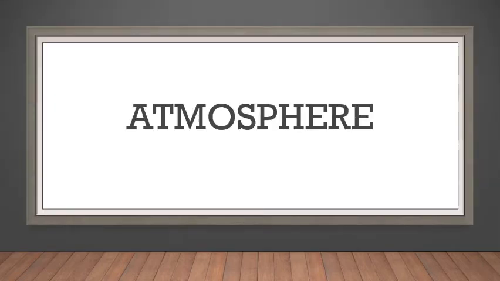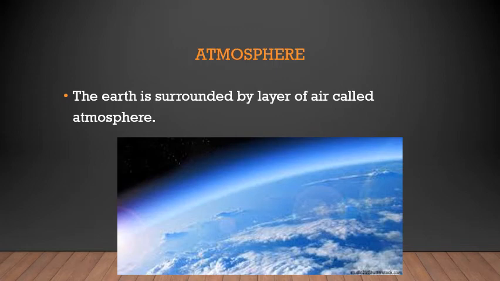Now, what is an atmosphere? The earth is surrounded by a layer of air called atmosphere. A-T-M-O-S-P-H-E-R-E, atmosphere. Here in the picture you can see the layer of air. They've made it visible. Click the picture in such a way that the layer of air is visible like this. Around the globe, around the earth, the layer of air is present.